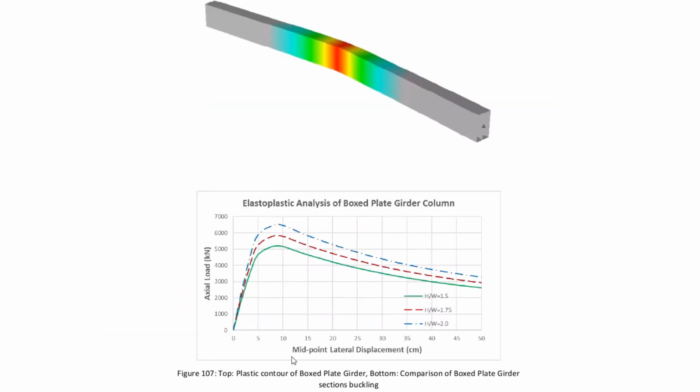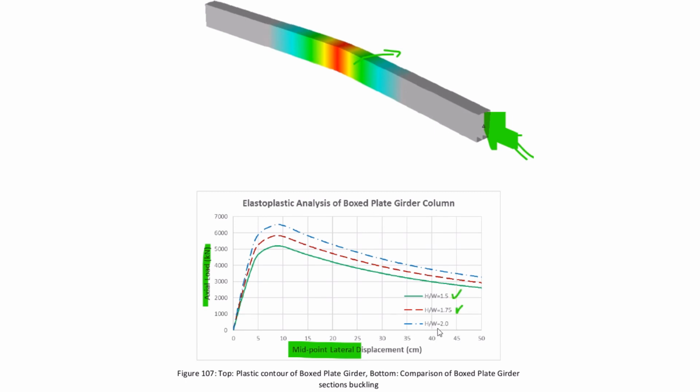So in this analysis we can see this midpoint lateral displacement versus axial load. So once axial load is increased like this, axial load we are applying like this, it will start increasing it, then midpoint laterally it will displace. The displacement is given here, midpoint lateral displacement for different H by W ratios.